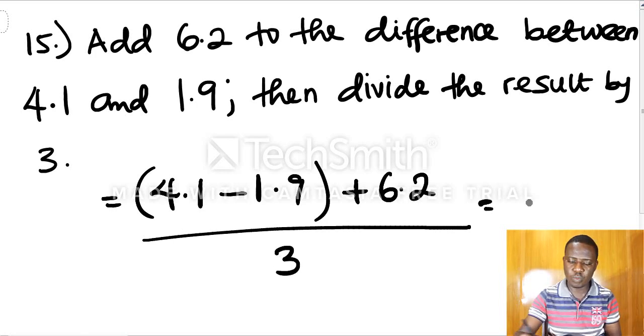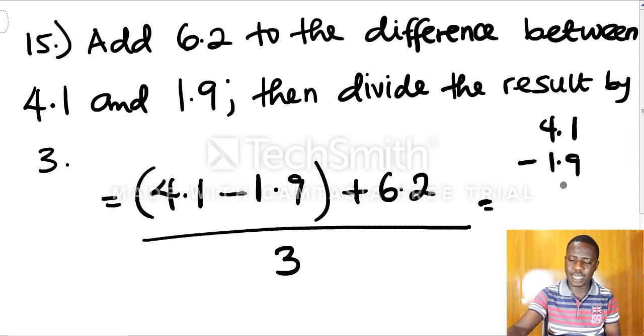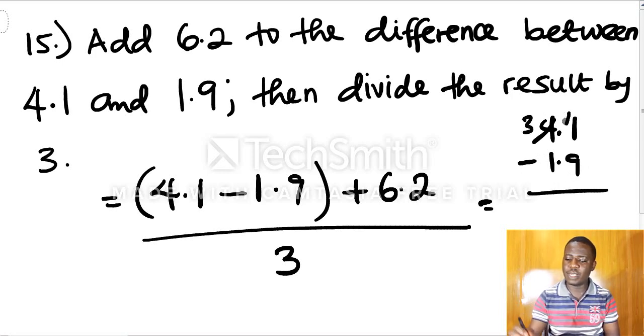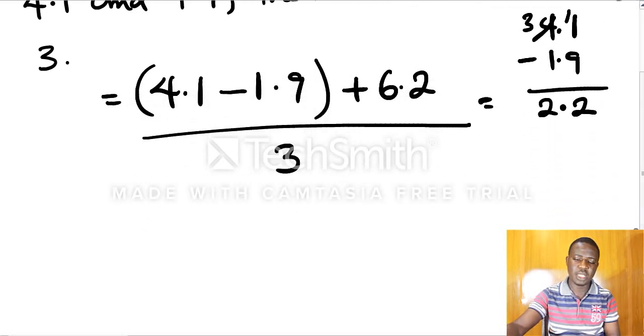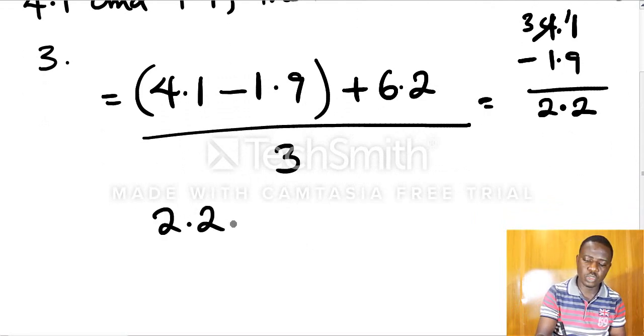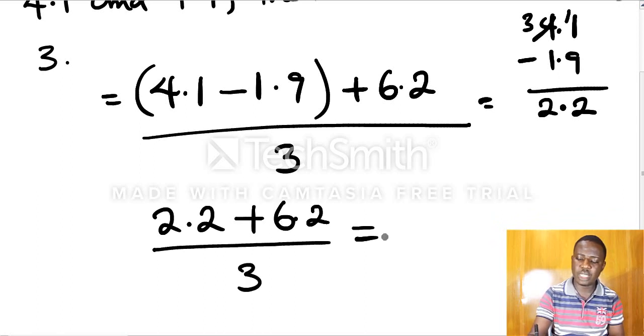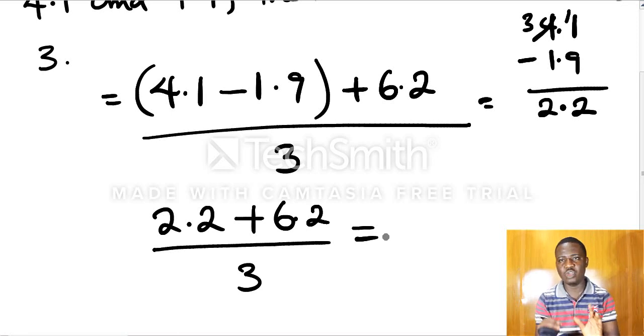So this will be equal to 4.1 minus 1.9. This will become 3, and this becomes 11. 11 minus 9 is 2. 3 minus 1 is 2. So 4.1 minus 1.9 is 2.2. That is 2.2 plus 6.2 divided by 3. Remember what I told you earlier on. You first of all simplify the numerator separately, simplify the denominator separately on its own before you divide.